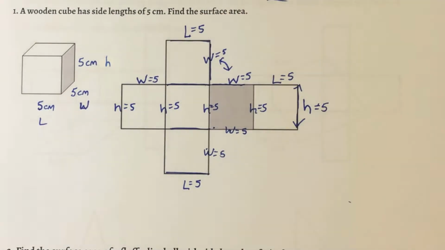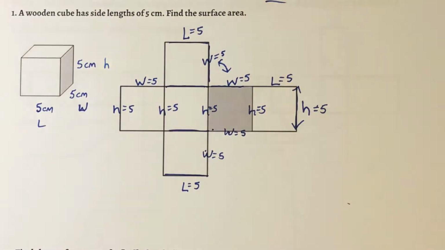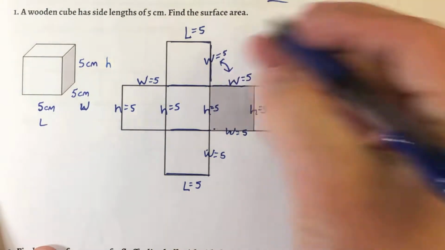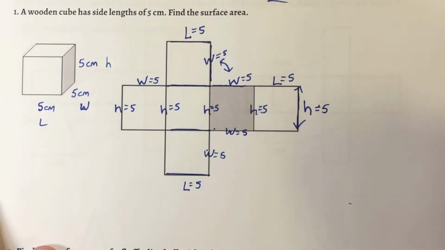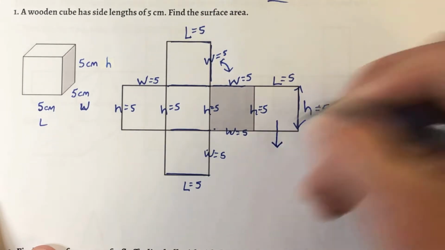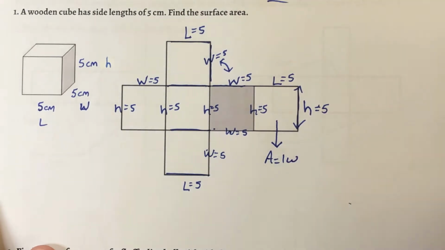And now what do I do? Well, I have enough information to find the area of each individual square, and then I would add them up. So it doesn't matter where you start. I'm going to start finding the area of this square right over here. So the formula for area of a square is A equals LW, length times width.